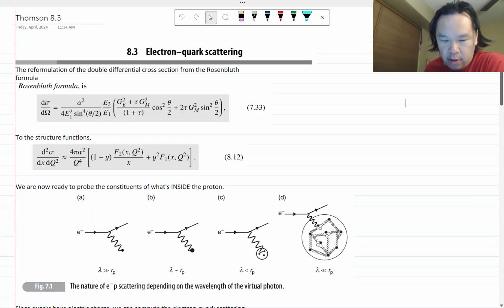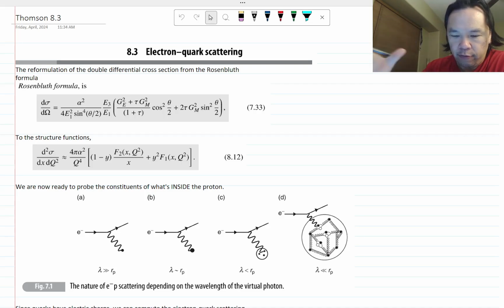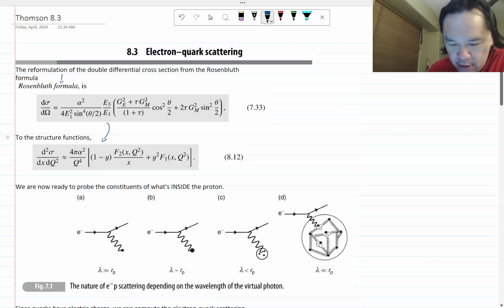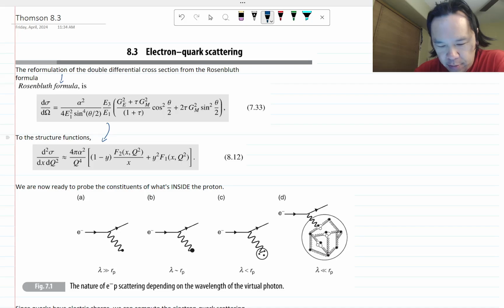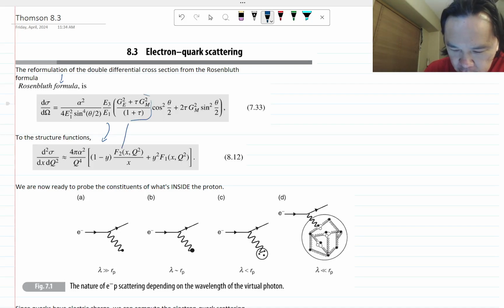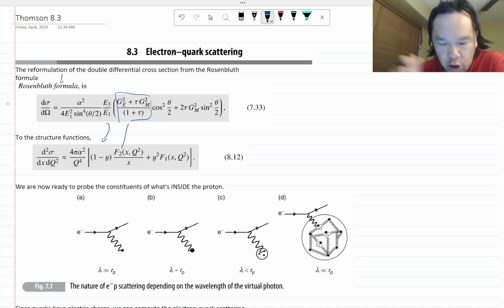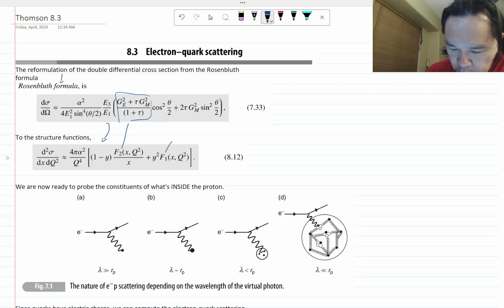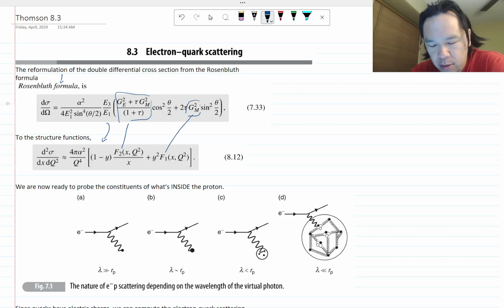Good. All right, so today we are going to cover Thompson's 8.3, which is the electron quark scattering section. So in the previous video, we changed the Rosenbluth formula into this structure function format, where F2 quantifies the charge and magnetic coupling between the electron and the stuff inside a proton. And then F1 gives you the purely magnetic coupling.